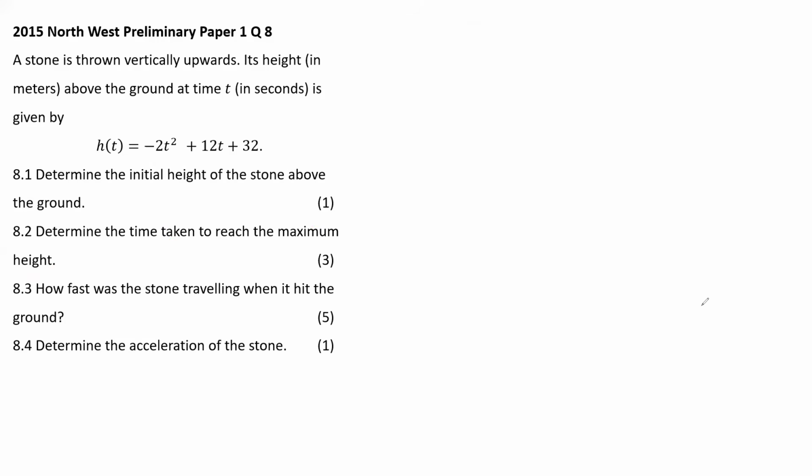Work with me on 8.3 on that one. All right, stop me where you don't understand. Maybe just even raise your hand. I can assist you. How fast? Fast is velocity. Velocity we call it as negative 4t plus 12. How fast was the stone traveling when it hit the ground?